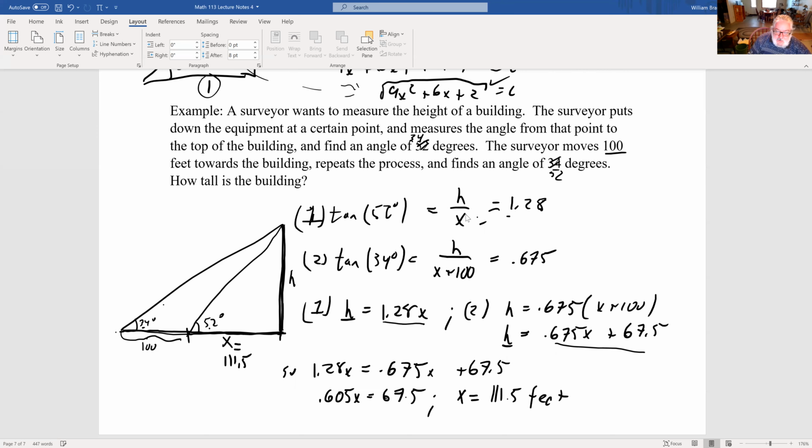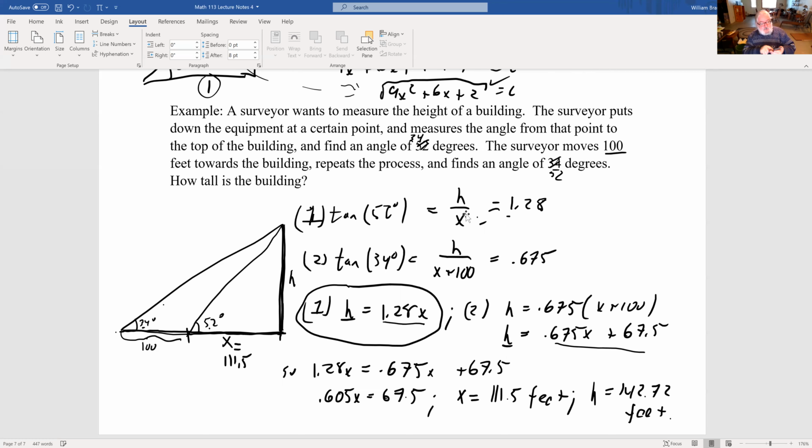Great, and now we can figure out what h is, because h is 1.28 times x. And 1.28 times x is 142.72. And if we're rounding it to the nearest foot, that'd be 143. So about a 14-story building, roughly. One story is about 10 feet. Okay, so that's inverse trig functions.